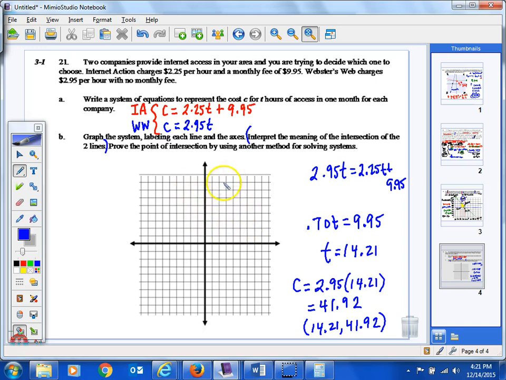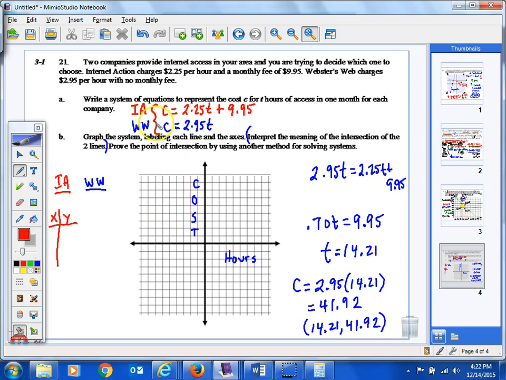Okay, so let's do the graph. T is our x-axis, so we're going to call the x-axis hours. And the variable C is really in place of where our y-axis normally is, so we'll call that cost. And I think the easiest way to graph these is to do a couple of tables of values. I'll just go back to the colors I was using before. I'll do a table here for Internet Action, and then we'll do a separate table here for Webster's Web.